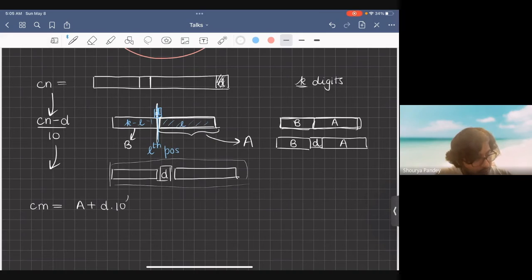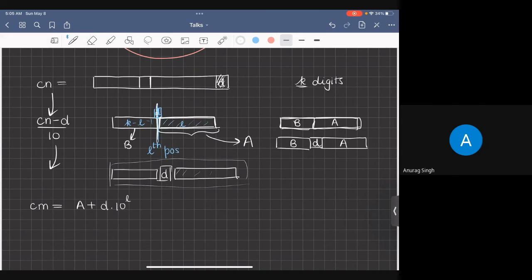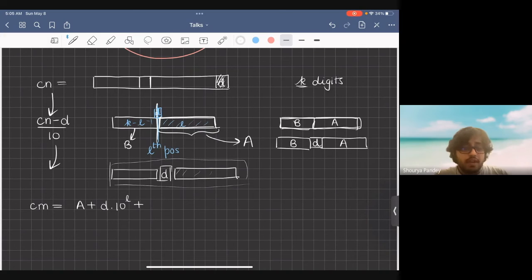Just 10 to the L, because there are L digits here. Yes. And plus (Cn minus d) over 10 minus A, into 10. Yes, just into 10.